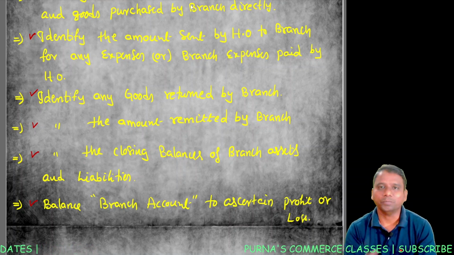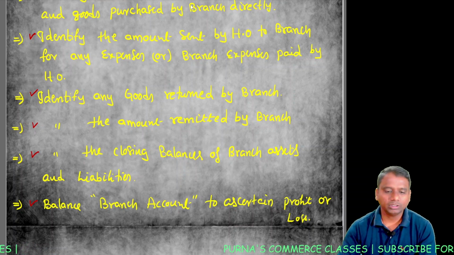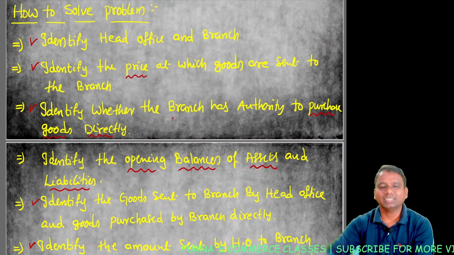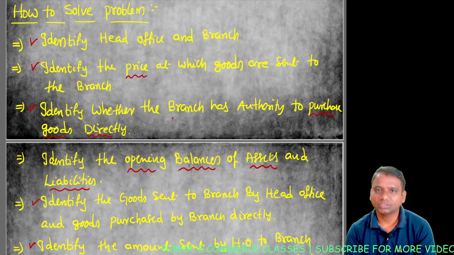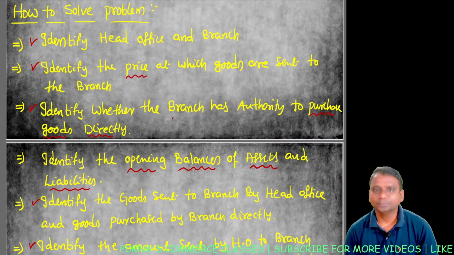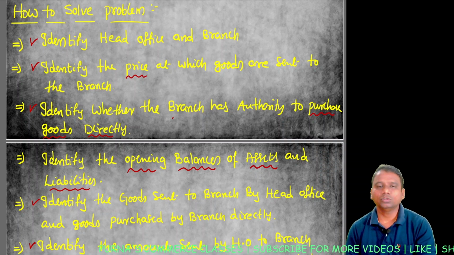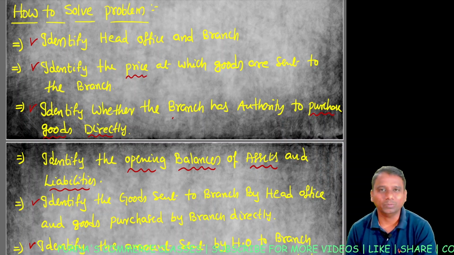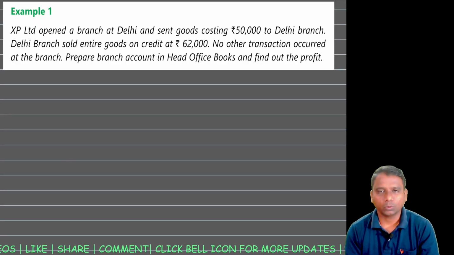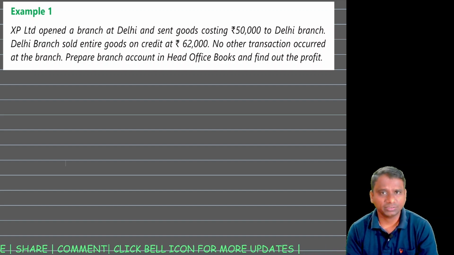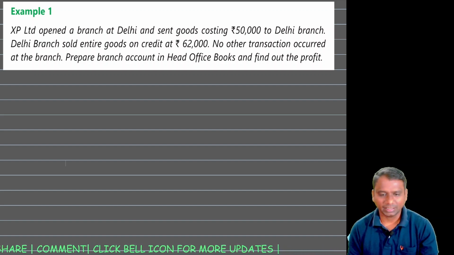for each branch. I hope you understood these points. These are the sequential steps that we follow to solve the problems. We try to understand this concept by solving some problems. In our ICAI material, we have some illustrations. First, we see the example problem.